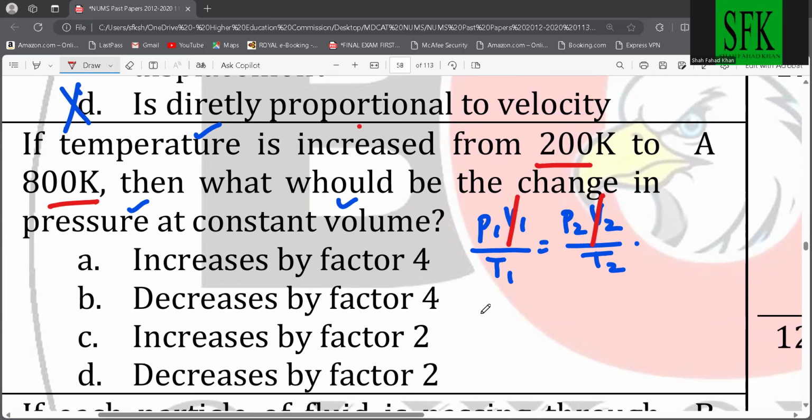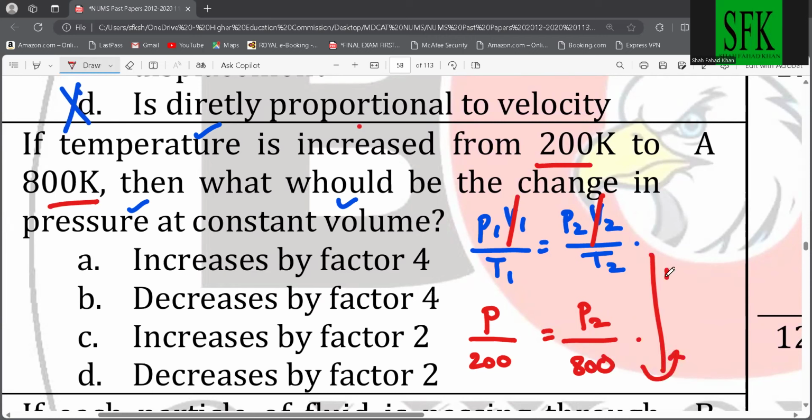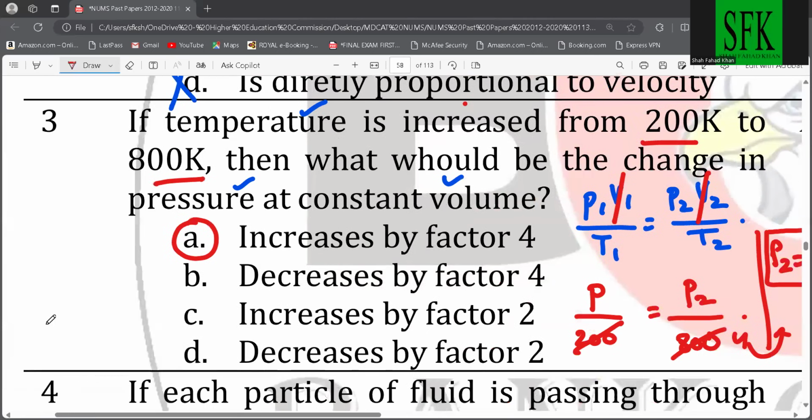So, if the original pressure was P when the temperature was 200, then what would be the new pressure? Let's just call it P2. The temperature is 800. Okay? It's going to increase by 4 times. Just solve this, get the value of P2. P2 turns out to be 4 times P. ठीक है ना, ये 200 से ये कैंसिल हो जाएगा, 4 हो जाएगा, 4 वहां जाएगा. So it's gonna become 4P. अब ये जो 4P है, the new pressure is 4 times the original pressure, so it increases by a factor of 4. There you go, that's your answer.